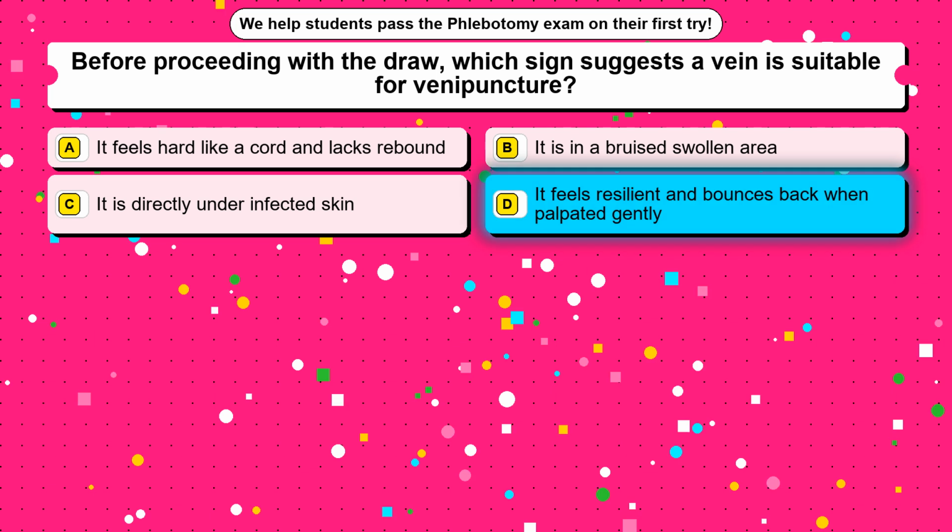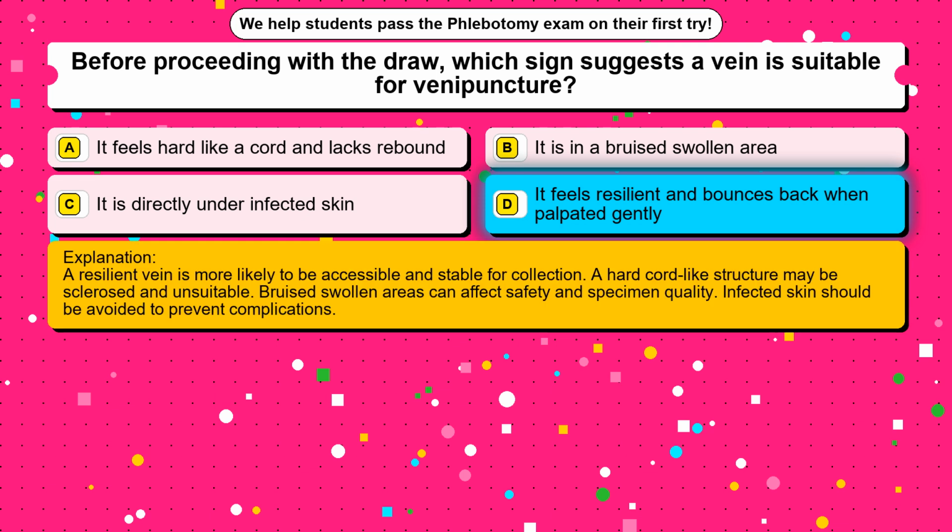The correct answer is option D. It feels resilient and bounces back when palpated gently. A resilient vein is more likely to be accessible and stable for collection. A hard cord-like structure may be sclerosed and unsuitable. Bruised swollen areas can affect safety and specimen quality. Infected skin should be avoided to prevent complications.